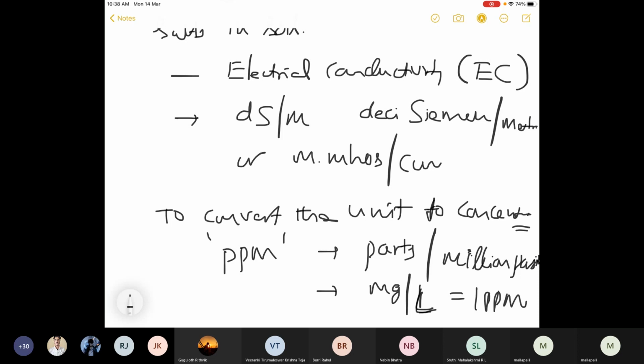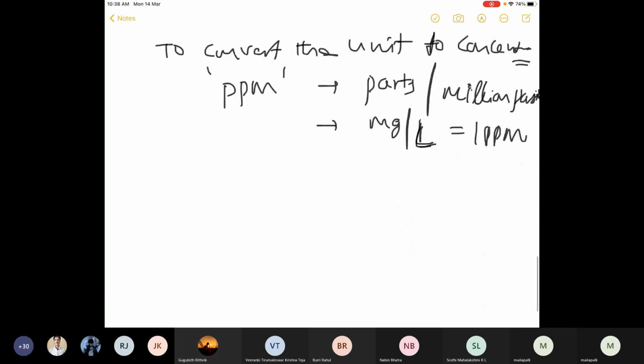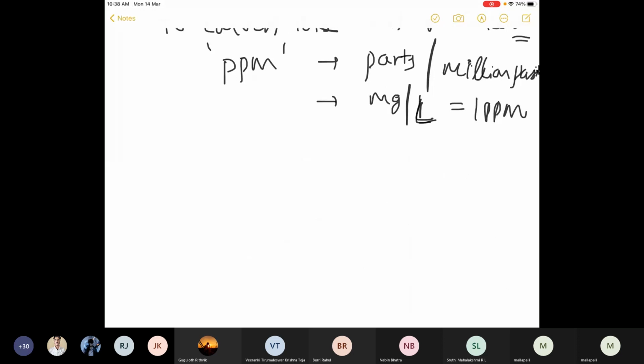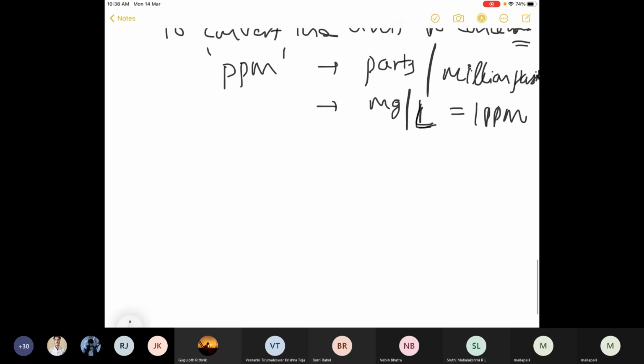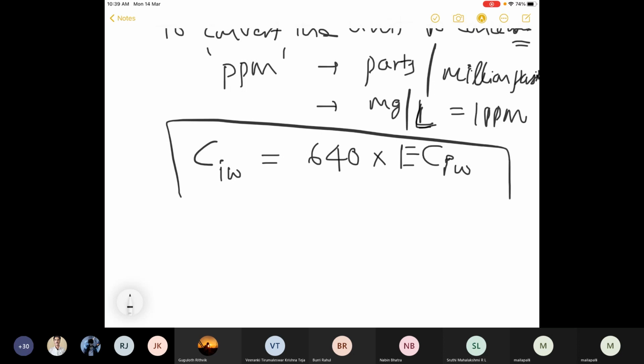Okay, so in order to convert this unit from electrical conductivity to concentration, we have like concentration in irrigation water, which is equal to 640 multiplied by electrical conductivity of irrigation water. So I mean, there are different formulas, but this is approximately the conversion factor.